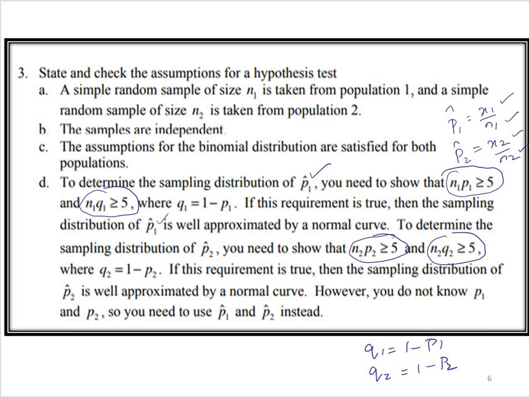Okay. So these are some requirements to test the hypothesis. One is that the two samples are independent. Then N P means the mean value. So N1 P1 should be greater than or equal to 5 and N1 Q1 is also greater than or equal to 5. And the same thing for N2 P2 and N2 Q2.